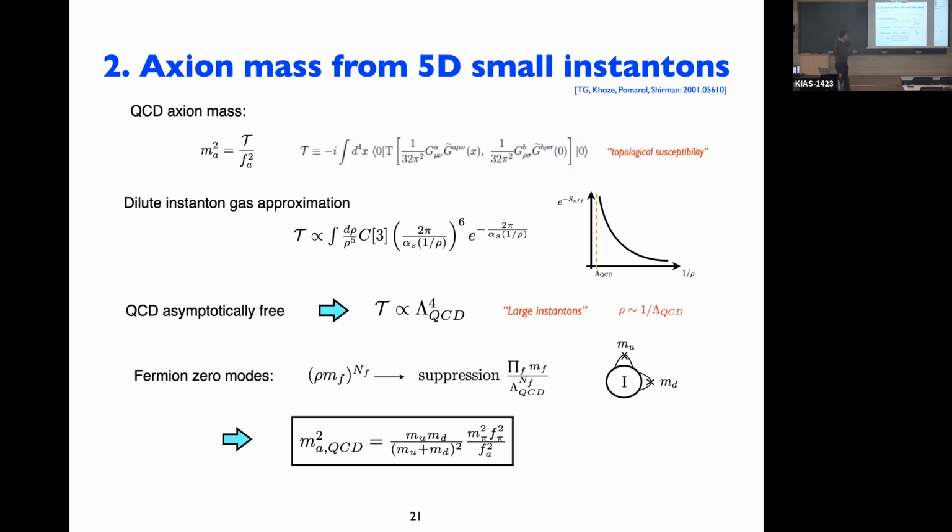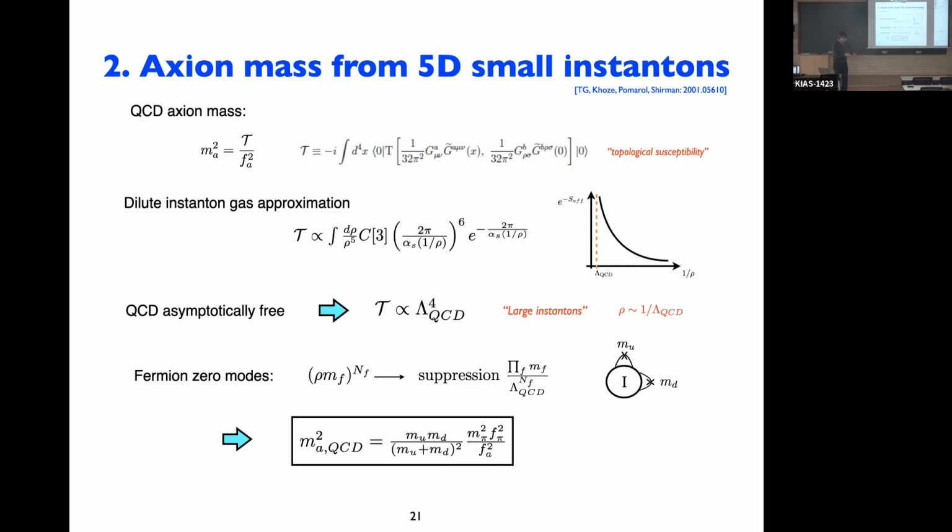Because QCD is asymptotically free, you get most of the contribution from where the coupling is large, which is at lambda QCD. In the jargon of the literature, you're getting the axion mass from large instantons. They're large in length, while the energy scale is infrared. In addition, instantons mediate transitions between fermions, so there's also a fermion suppression that you have to put in. It's not just coming from this exponential. At the end of the day, this is where you get the QCD prediction for the axion mass.